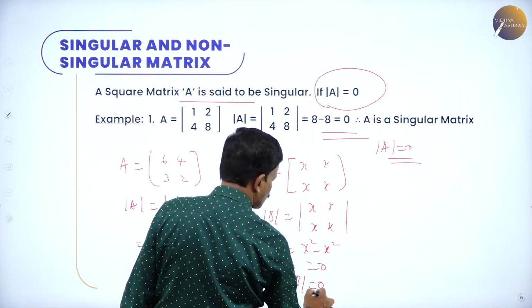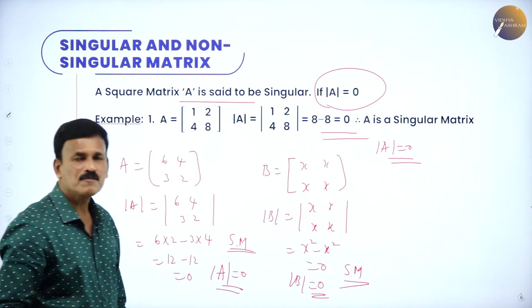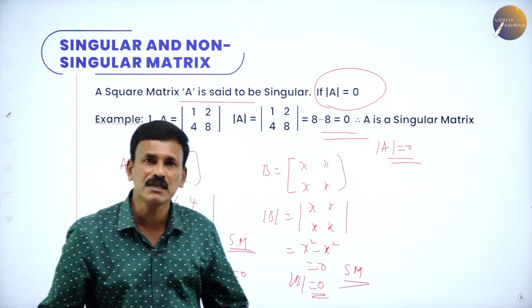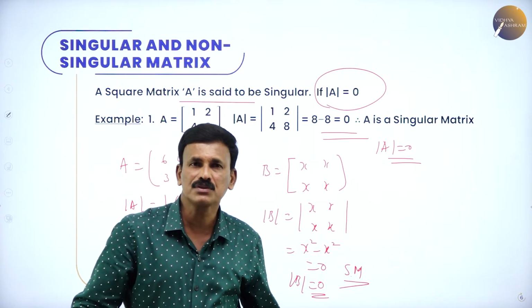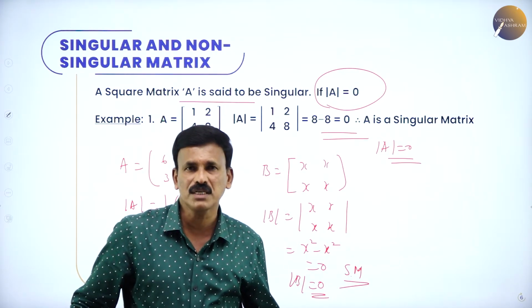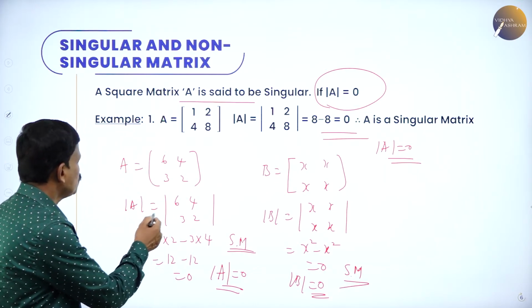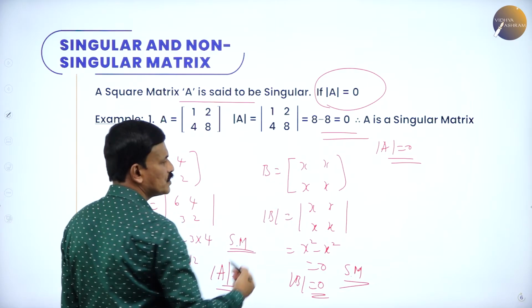Determinant of B is equal to 0. Therefore, this is a singular matrix. So a square matrix A is said to be a singular matrix if determinant of A is equal to 0. If the determinant is 0, then it is a singular matrix. So for example, 6 4 3 2 is a singular matrix, this is also singular, this is also singular.